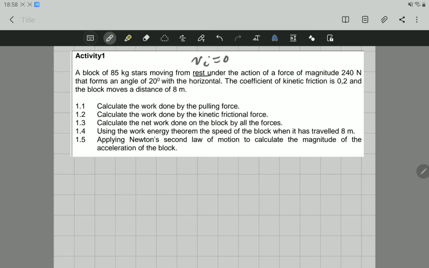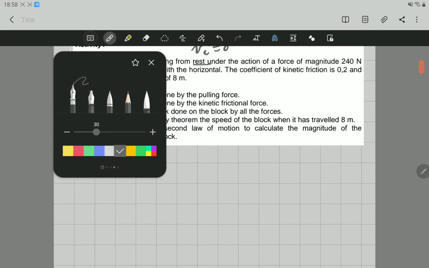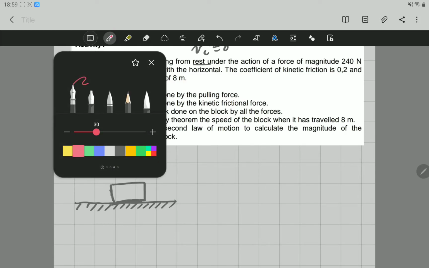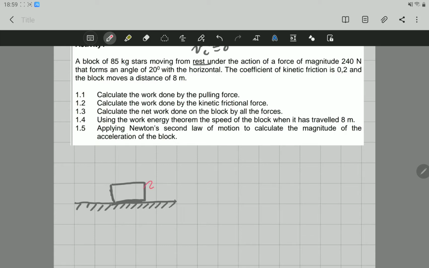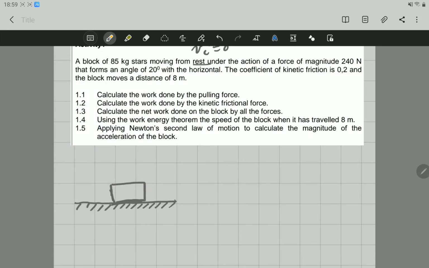Before we go on, let's draw a small sketch of the situation. We have a horizontal surface, and the surface is rough. Let's draw these lines to show that it's a surface. On that surface you have a block. It's not floating, it's on the surface. And there is an applied force acting on that block. The mass of the block is 85 kilograms.